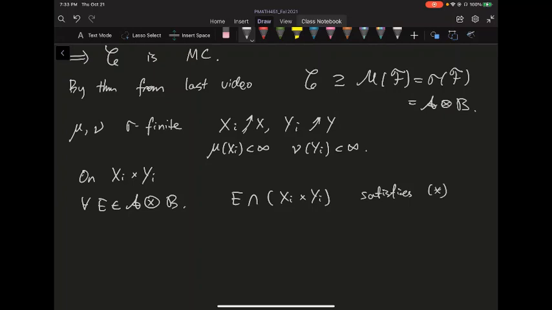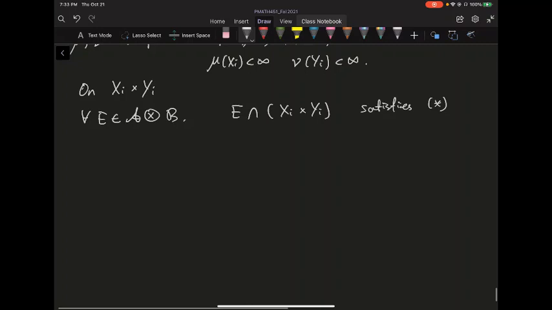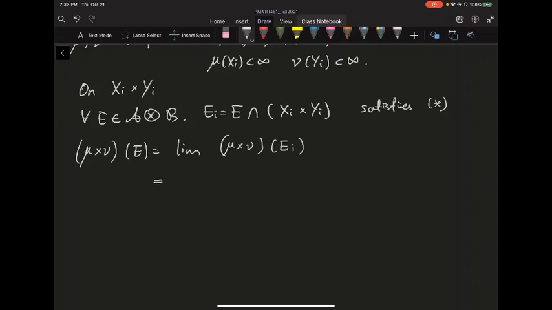Well, because you can treat it as if your measures mu and nu are just the restriction measures on the corresponding X_i and Y_i. And in general, because X_i, Y_i go to the whole space, if you want to consider what's mu cross nu of this E, well, this is the limit of the mu cross nu of these. Let's maybe just give it a name. Let's call them E_i. And because each of these E_i, you proved, satisfies the star, this is equal to the limit of the integral of nu of E_i x, d mu x, okay?